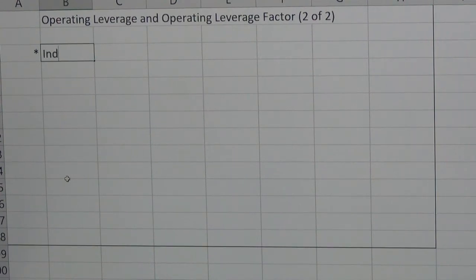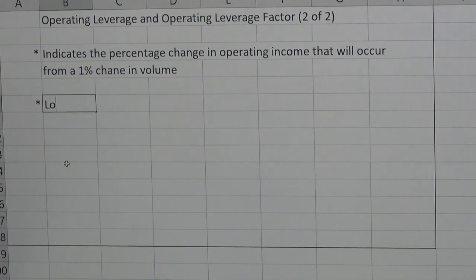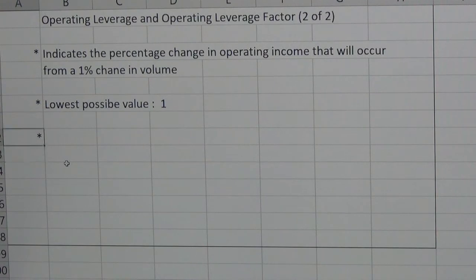So let's take a look. The operating leverage factor indicates the percentage change in operating income that will occur from a 1% change in volume. The lowest possible value would be 1. So let's take a specific example to see if this makes any sense to us.